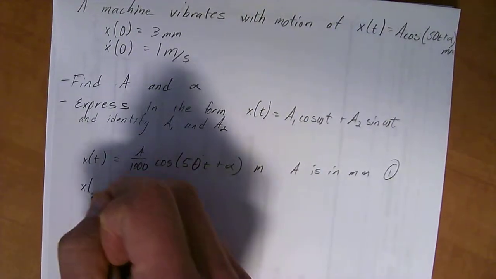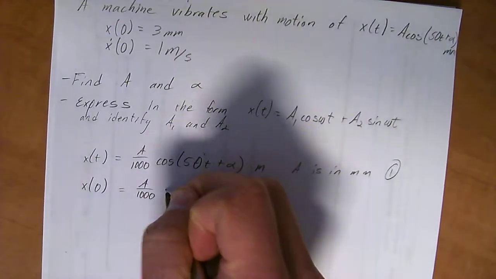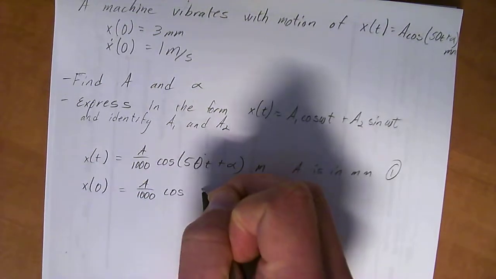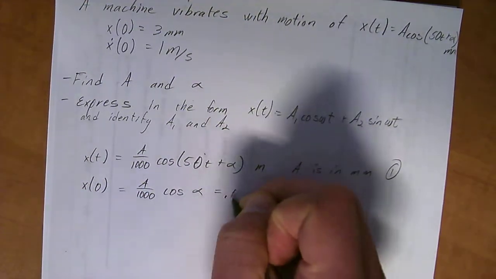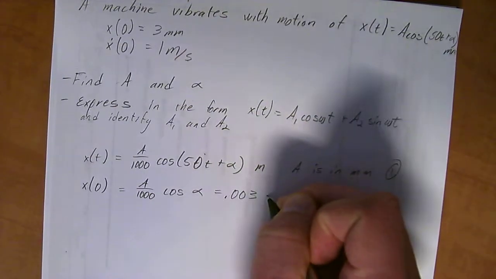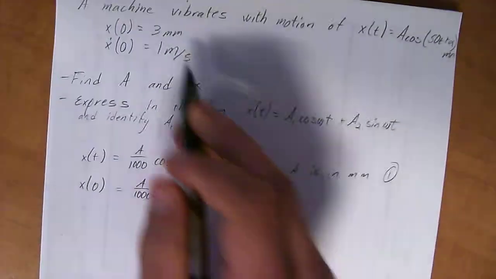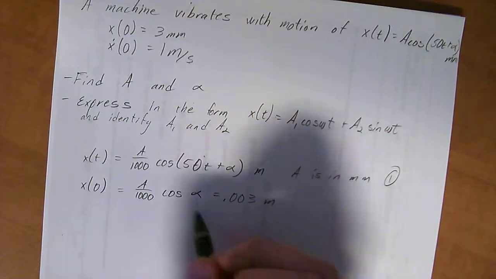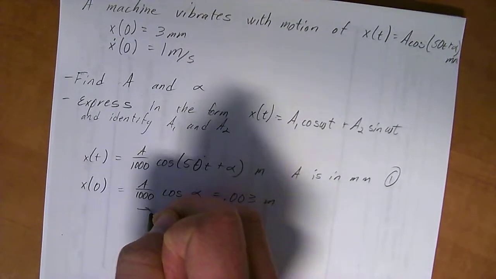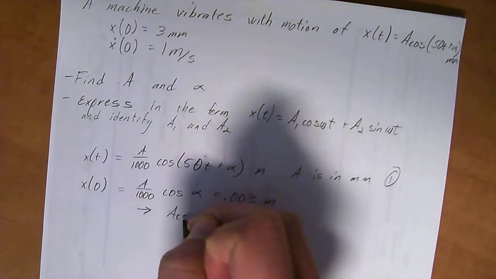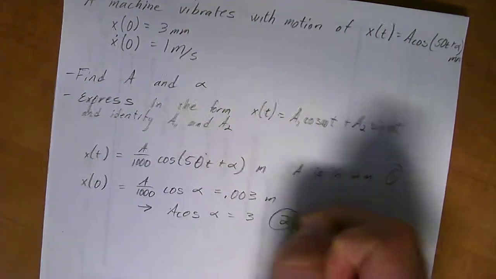Okay, so then x of 0, which is equal to A over 1,000 cosine alpha, because t has gone to 0, is equal to 0.003 meters. Okay, because of the millimeters up here and the division by 1,000 again. So this means that this goes to A cosine alpha is equal to 3. I'm going to call this equation 2 for now.